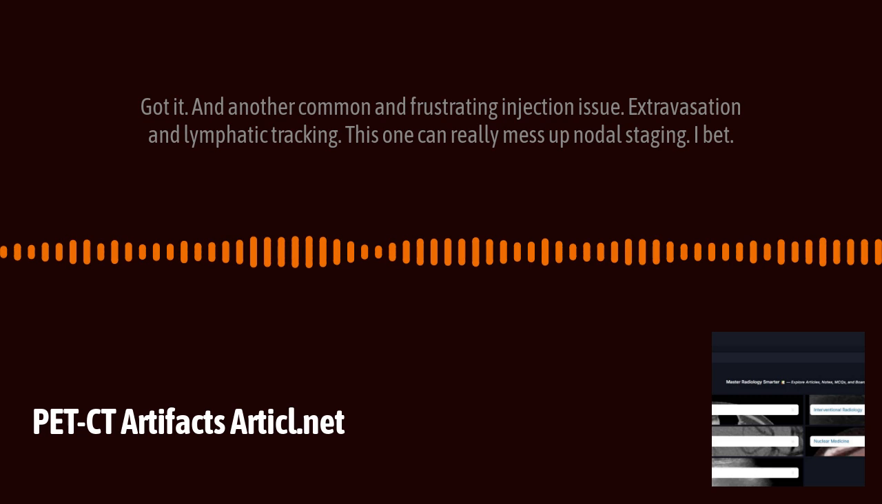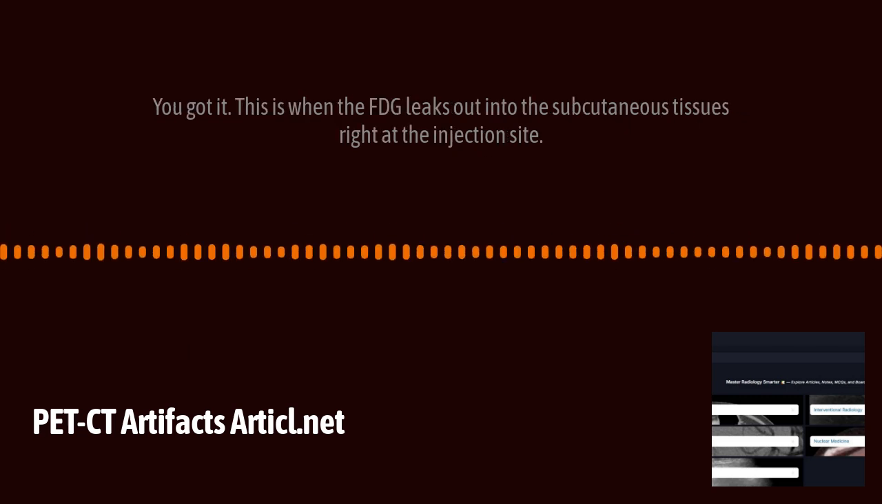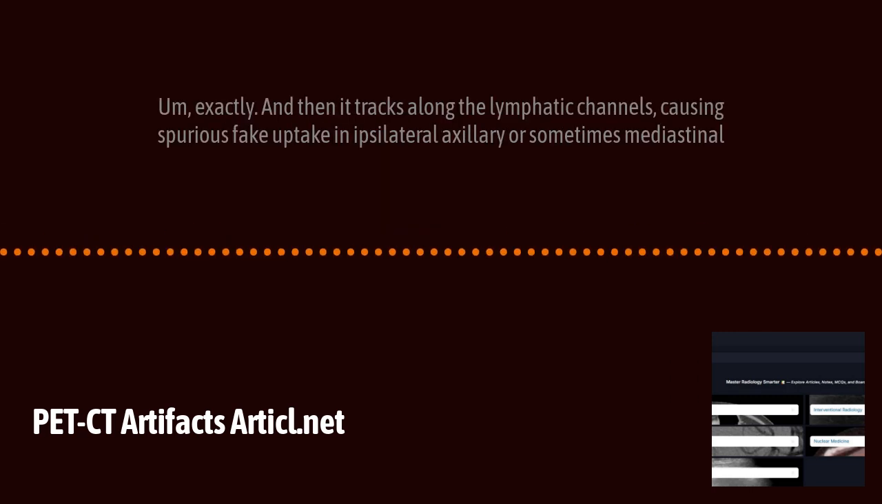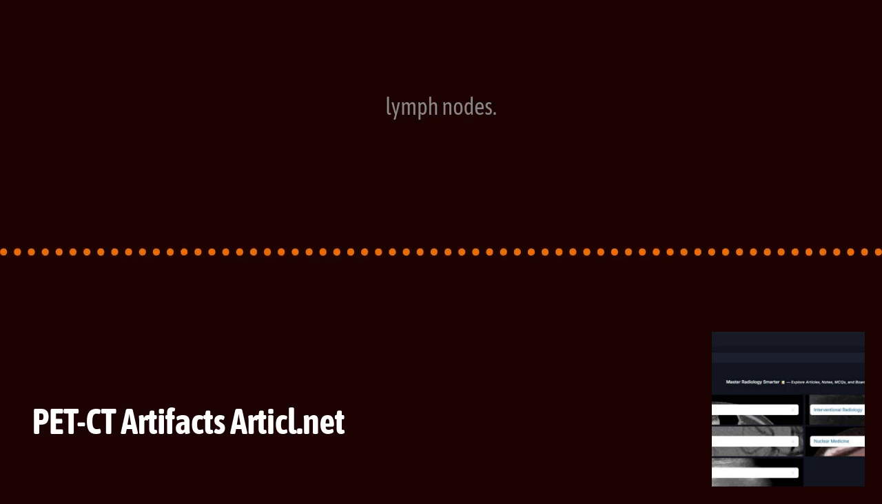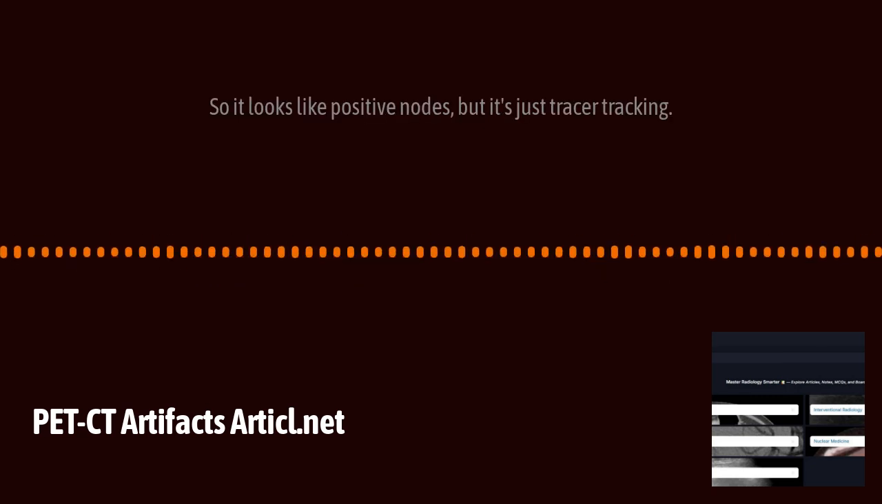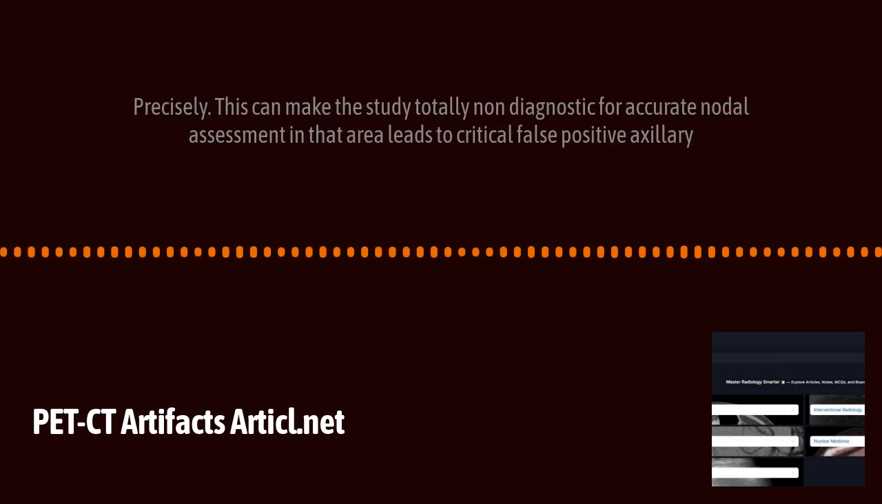This one can really mess up nodal staging, I bet. You got it. This is when the FDG leaks out into the subcutaneous tissues right at the injection site. The dreaded infiltration. Exactly. And then it tracks along the lymphatic channels, causing spurious fake uptake in ipsilateral axillary or sometimes mediastinal lymph nodes. So it looks like positive nodes, but it's just tracer tracking. Precisely. This can make the study totally non-diagnostic for accurate nodal assessment in that area.